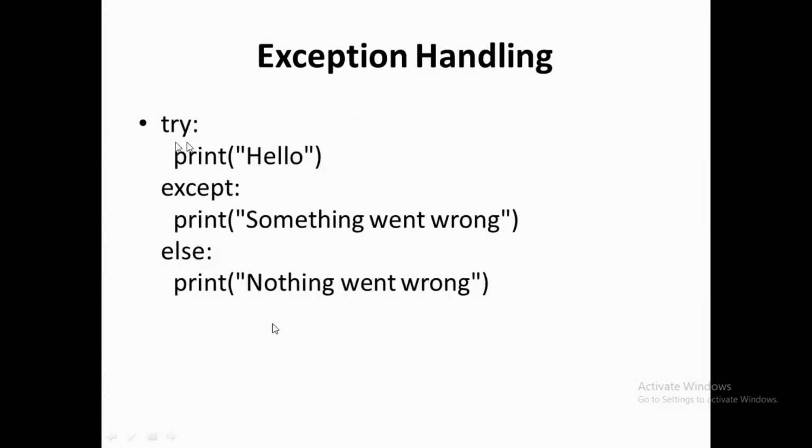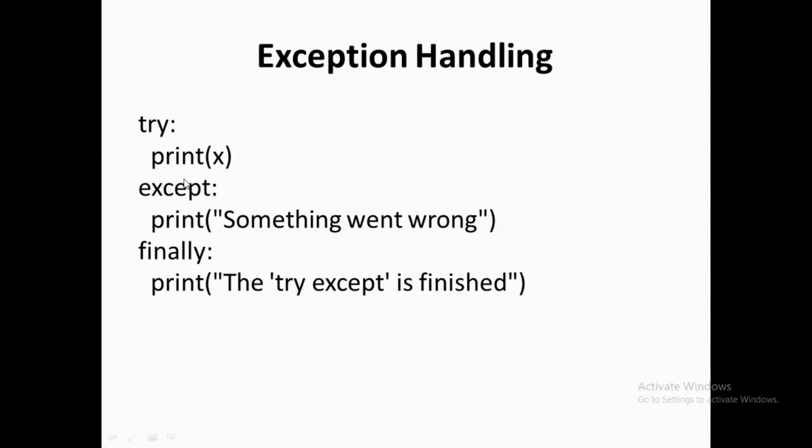In this example, we have try and then print hello. Inside the try block, we are writing print hello. And in except, if there is an exception, print something went wrong. And in else, print nothing went wrong. Like this we will be handling exceptions in Python. The try block will get executed. If it can't execute the try block, it will go to the except block. And if it can't execute the except block, it will go to the else block.